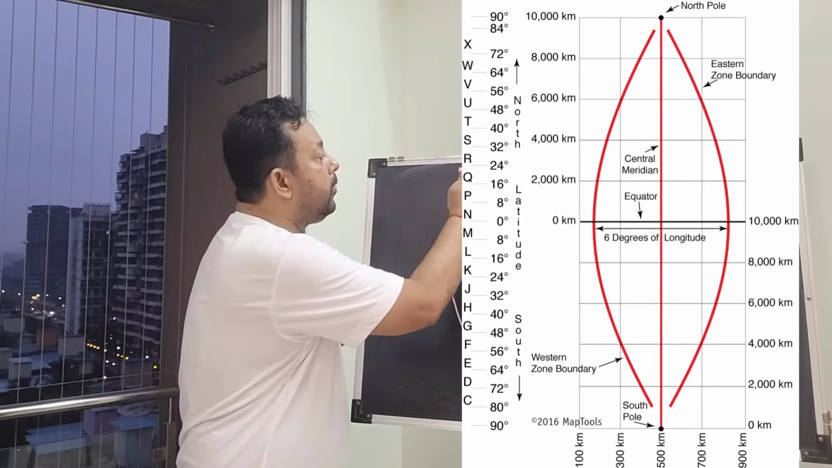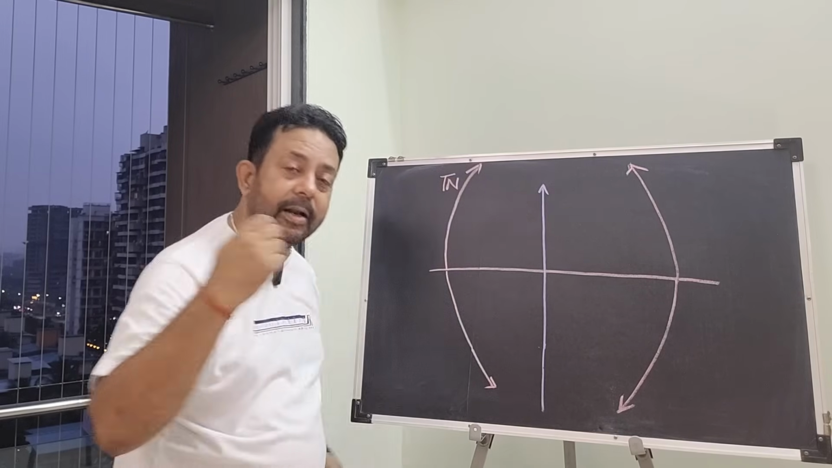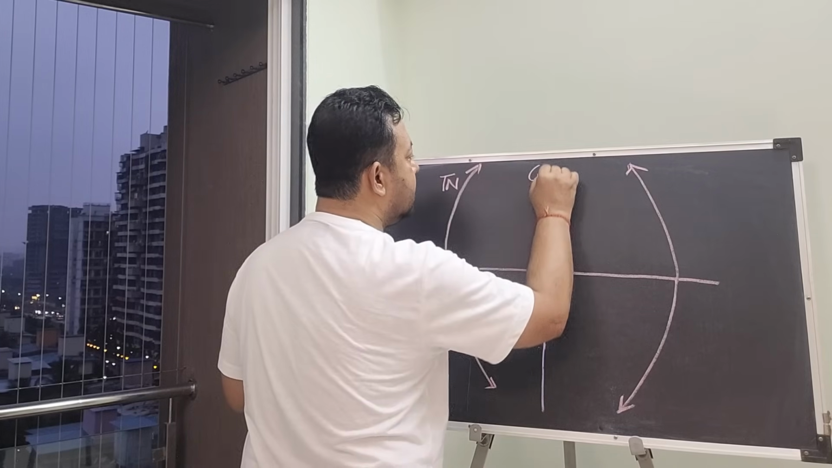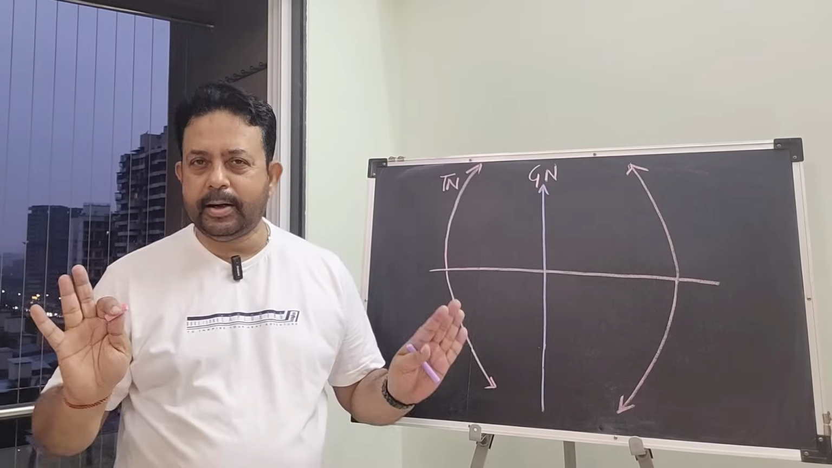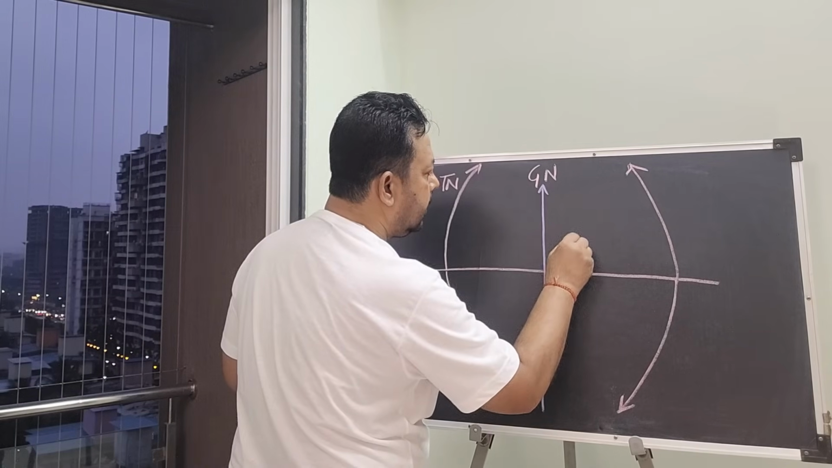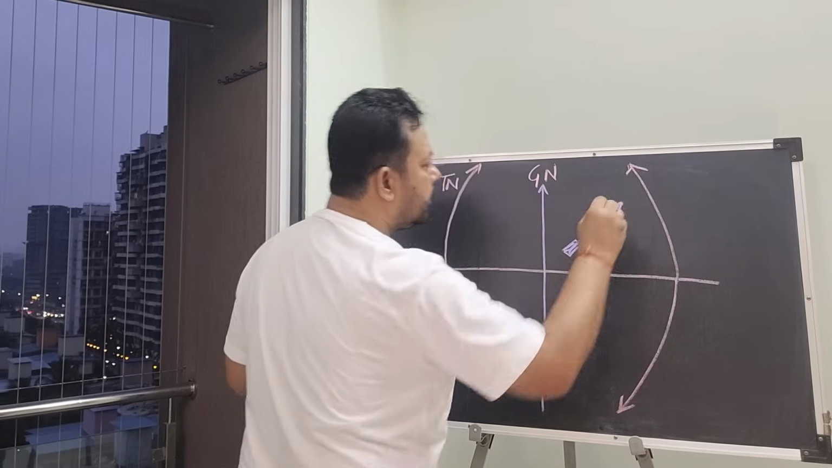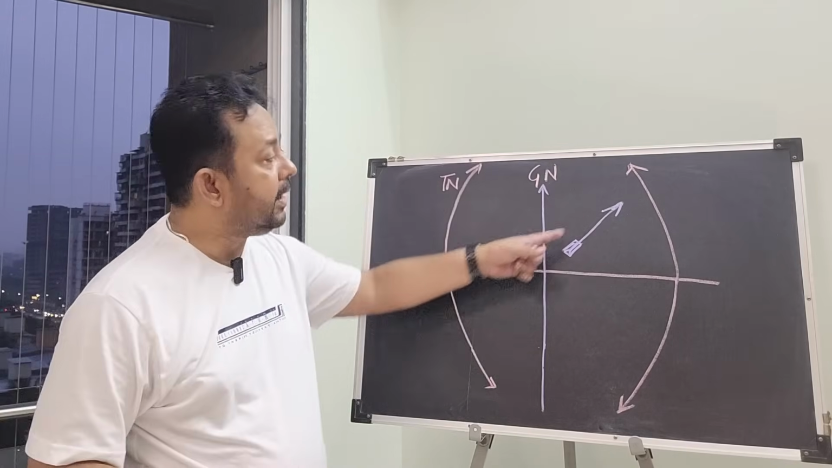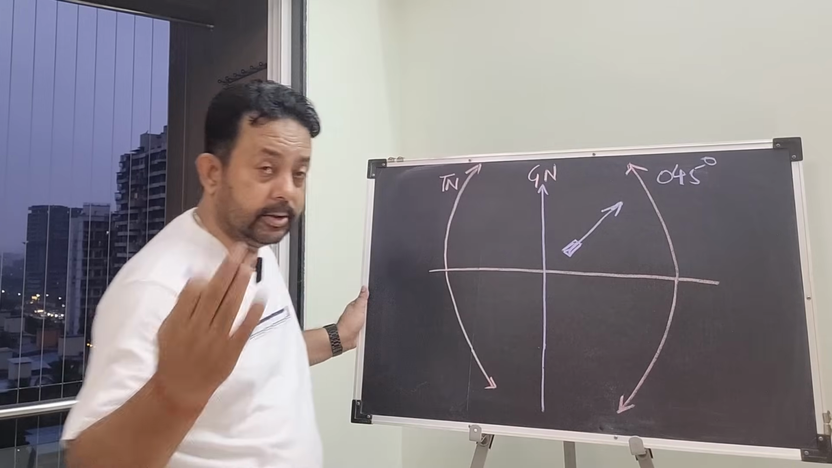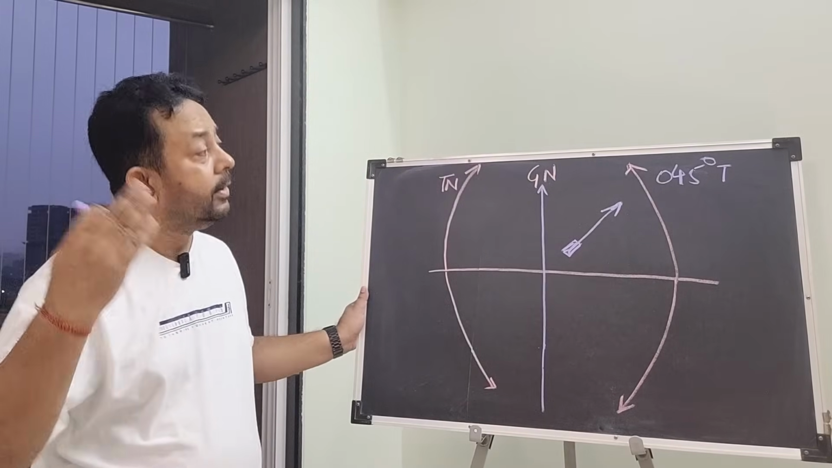Okay, so the zone boundary is actually pointing towards the true north, and the Central Meridian is a straight line. The Central Meridian is pointing towards grid north. Is that clear? Okay, let's say I have a vessel here. This is my vessel and it is heading this way, say 045 degrees. 045 degrees true. What is going to be my grid heading?